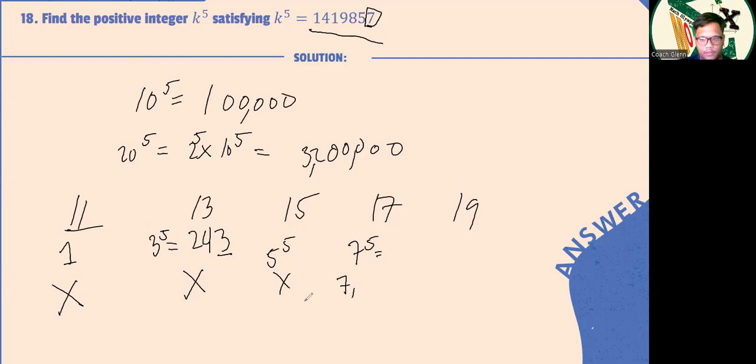Then 7 times 7 is 9, 9 times 7 is 3, 3 times 7 is 1. Since it's 5, it's going to go back to 7. So since the unit digit here is 7, that means K should be 70. Any questions for this one?